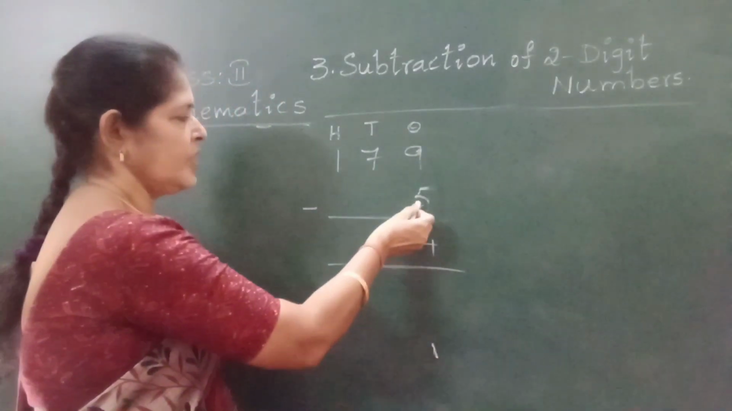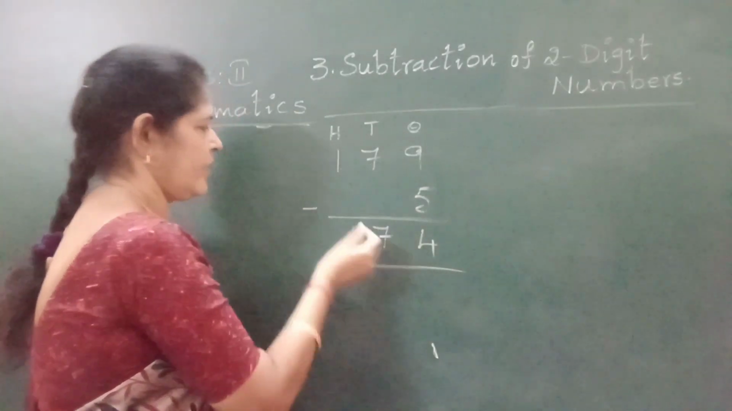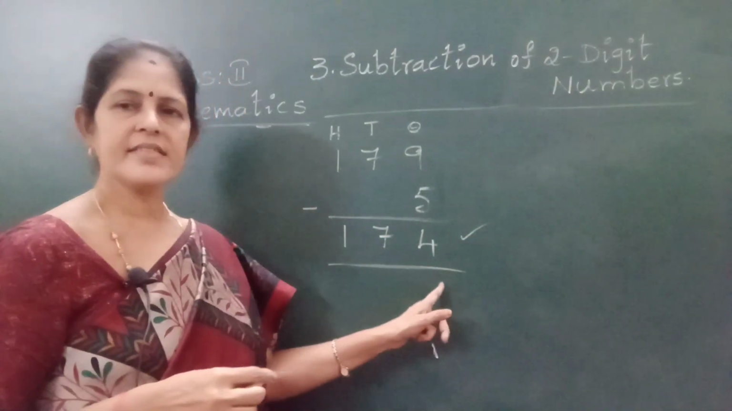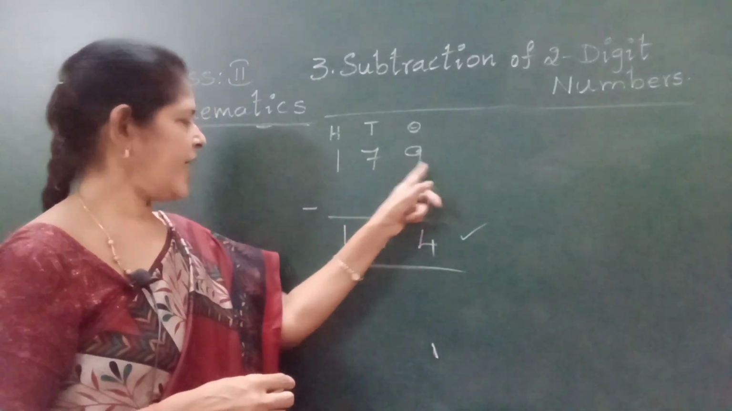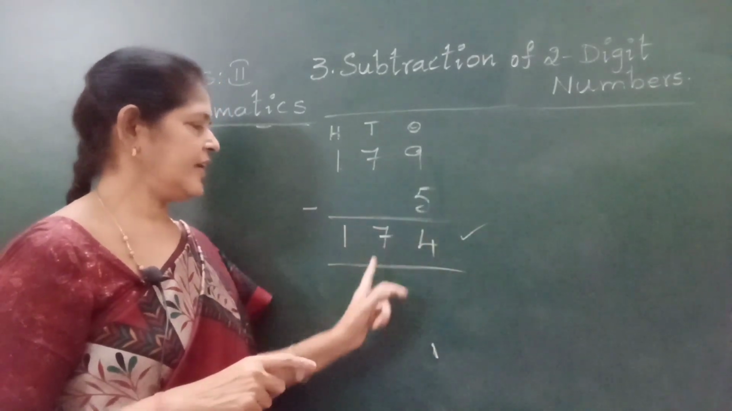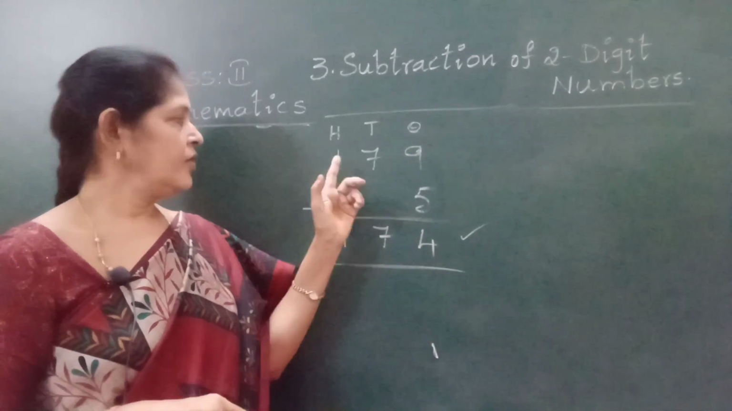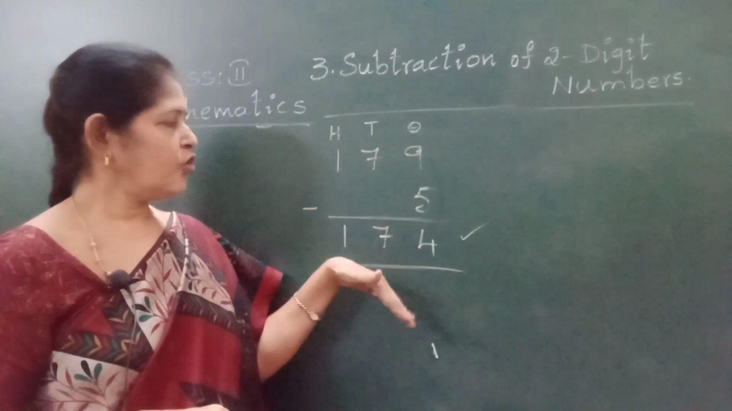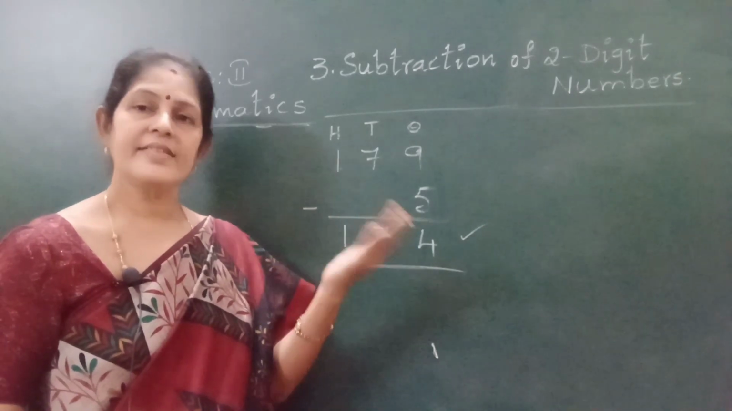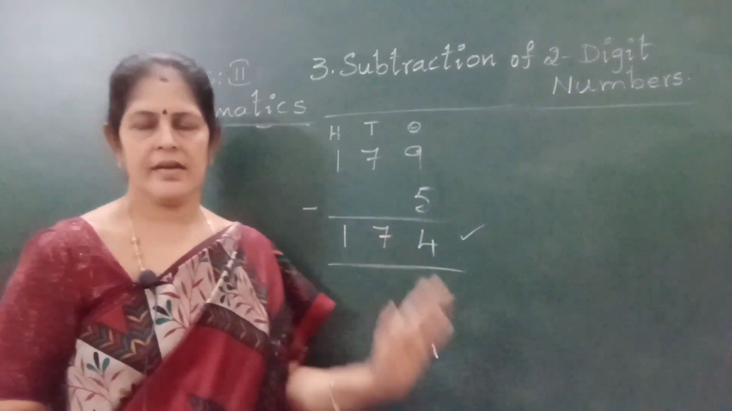Now come to tens. The second number is a single digit number, no tens. Then bring down the same number. No hundreds, bring down the same number. The difference is 174. 179 minus 5. Here we subtract 5 from 179. The difference is 174. Take away 5 from 179 means we arrange the numbers like this and find the difference. 5 less than 179. Also do the working like this. Next one.